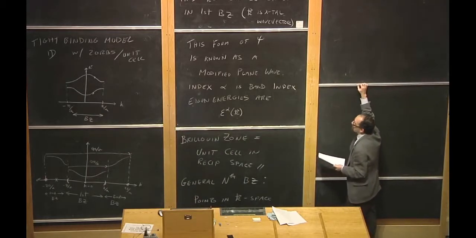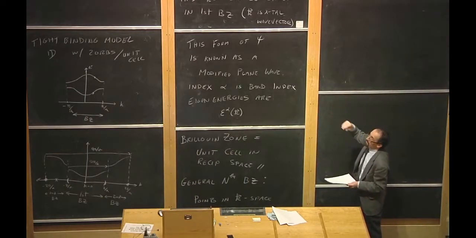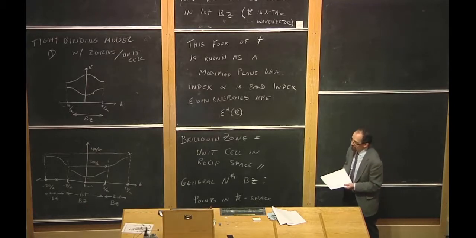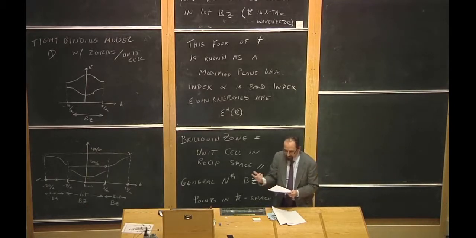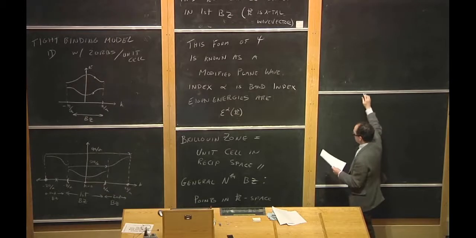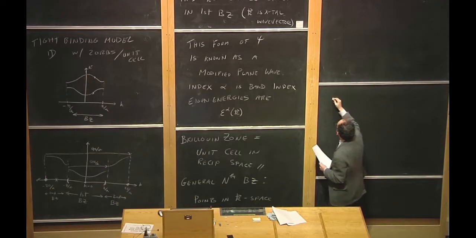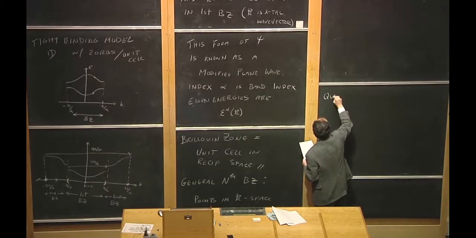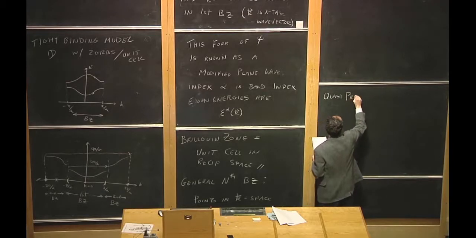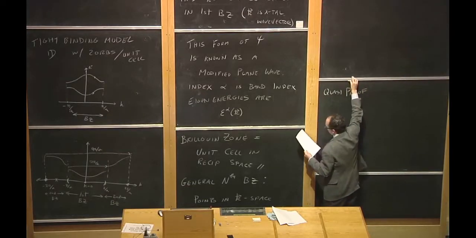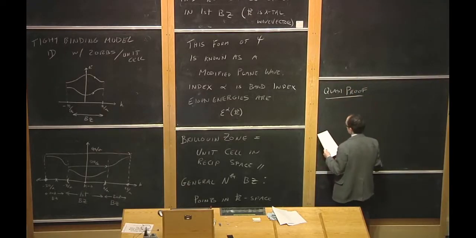So let's first prove this theorem, and then we'll talk about why this theorem is so important and why it underlies so much of material science and semiconductor physics and so forth. This is sort of a quasi-proof. It's actually fairly rigorous, but we'll not fill in all the details. The quasi-proof goes like this.